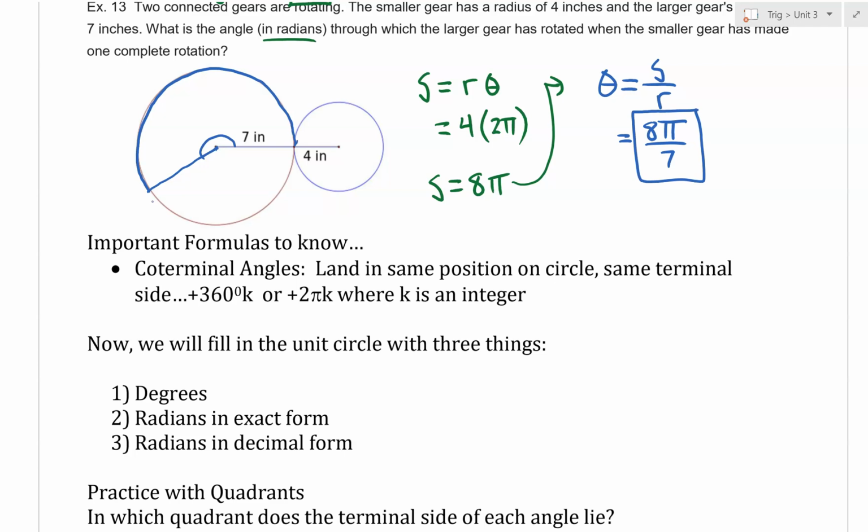Now it's saying they want you to fill in the unit circle with the 3 things they're naming here: the degrees, the radians in exact form, and the radians in decimal form. I'm not sure if we're giving you that paper or you're going to fill it in yourself, but either way, make sure you look for it. I'm just going to pause here and make sure you have that.